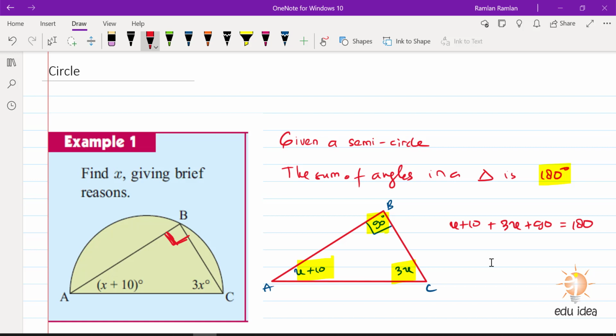Okay, so I'm going to combine this x and 3x, which is going to be 4x, and then I'm going to combine this and this one, which becomes 100, equals 180. Then I'm going to subtract both sides by 100, and that'll be 4x equals, sorry, 80, just 80. Then I'm going to divide both sides by 4. So x equals 80 divided by 4, and x is equal to 20. And there you go. You have the value of x.